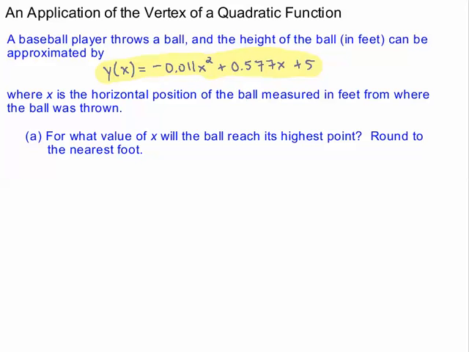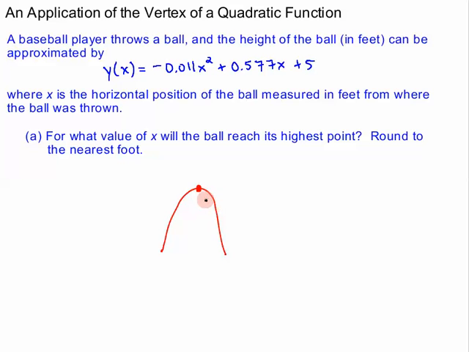Okay, so let's analyze it for just a moment. Think about this quadratic function. Since this first number here is negative, that means the parabola will open downward, which means the vertex would be up here. The vertex would be the maximum point on the graph.